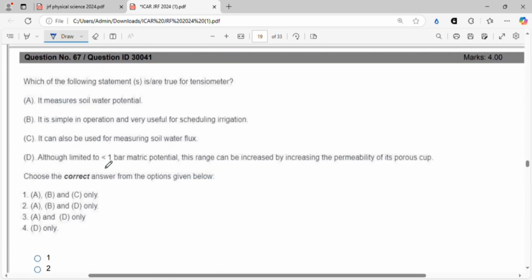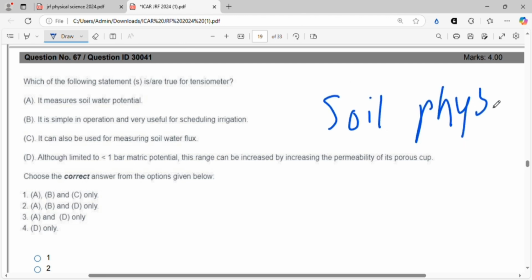Which of the following statements are true for tensiometer? Another question from soil physics, particularly from soil water. So I think you can understand the emphasis that you need to give to the soil water chapter. So let's dive into the statements. Which of the following statements are true? We need to find the true statements.